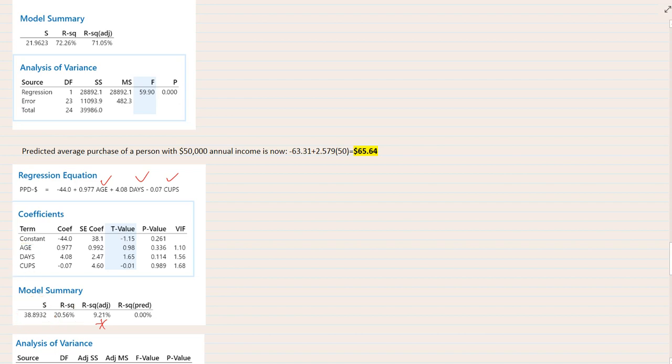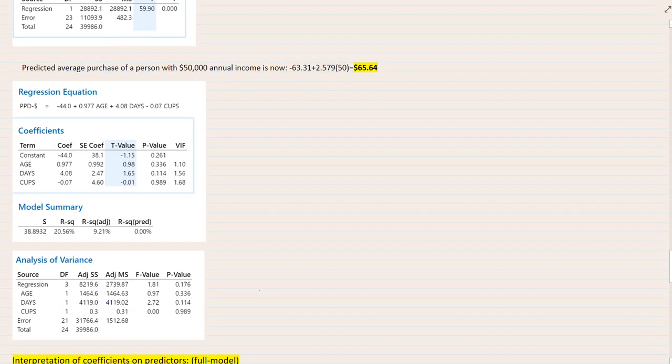So again, I'm just playing around with this, looking at it from different angles. This just reinforces the fact that we do not need age, days, and cups for our predictions. And look at now a negative coefficient on cups. So in presence of age and days, the more cups they drink per day, actually the purchase goes down. So I'm not sure if that's good information.